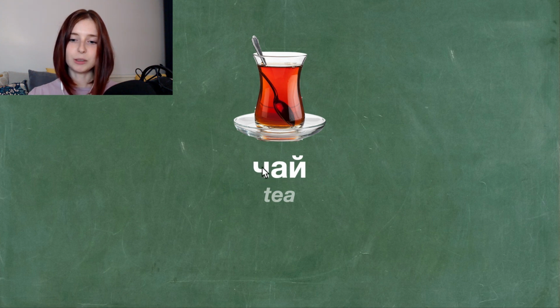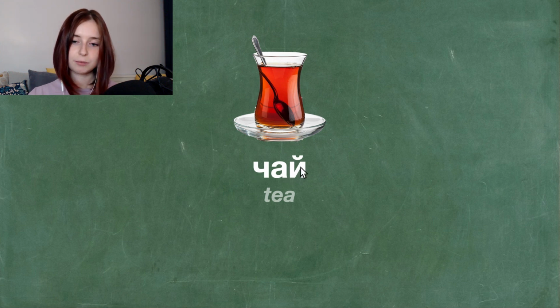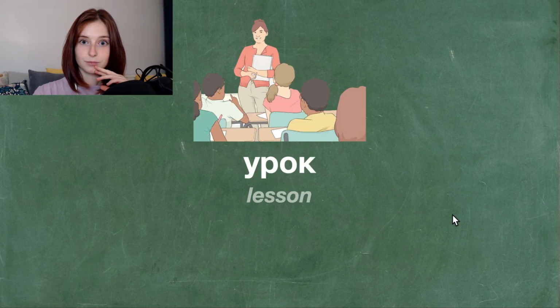This was like in the word chair. So this is cha. And this one was the beginning of the word yoga. Chai. The word chai, tea. So, urok, lesson, urok.